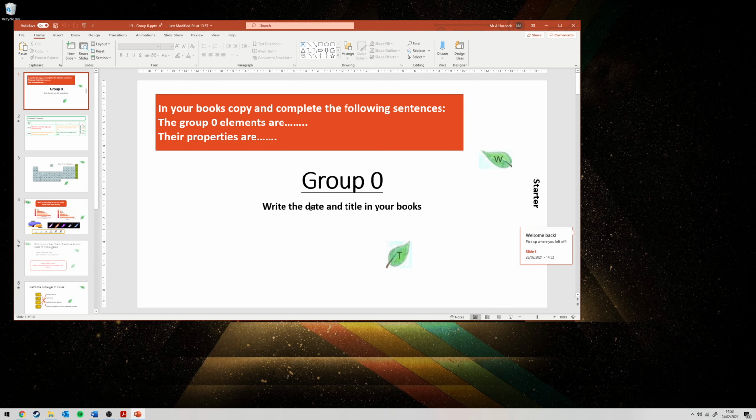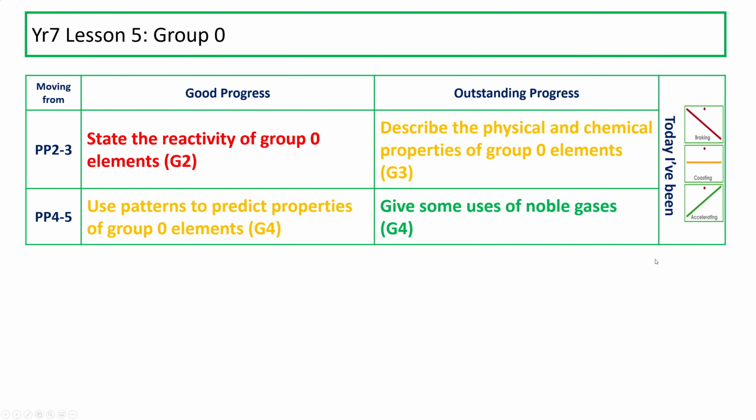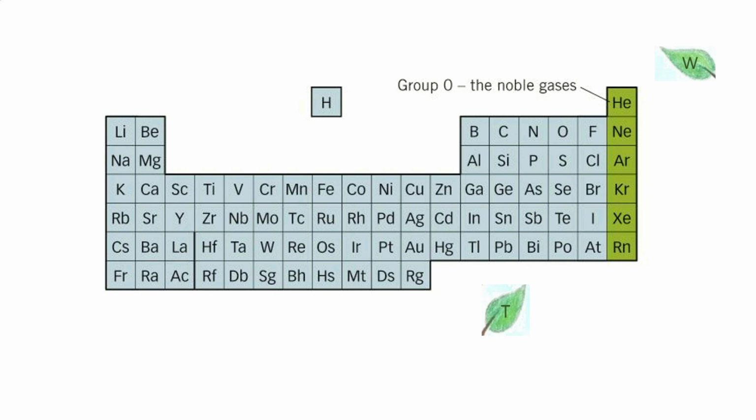Today is going to be a short one. Now, here are the lesson objectives. Pause if you'd like to read them. Now, we've just discussed that group 0, or the noble gases, is the column on the right.